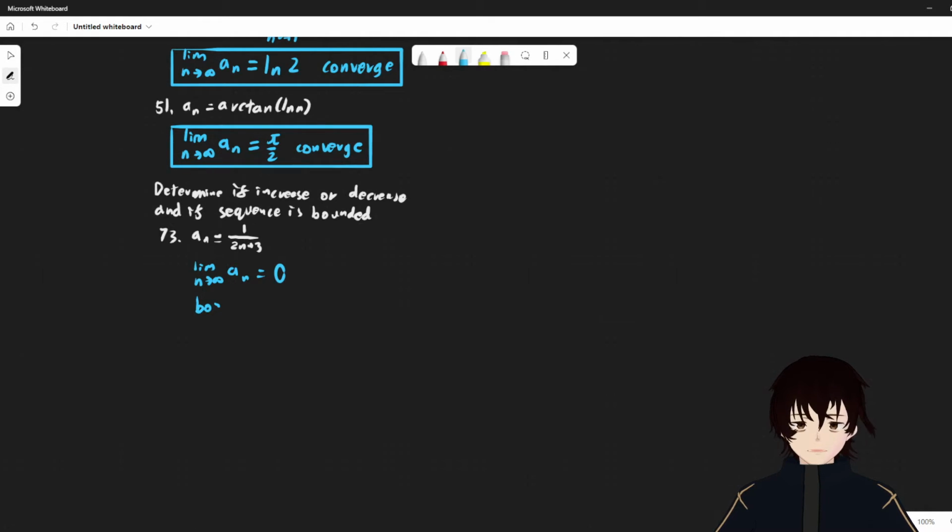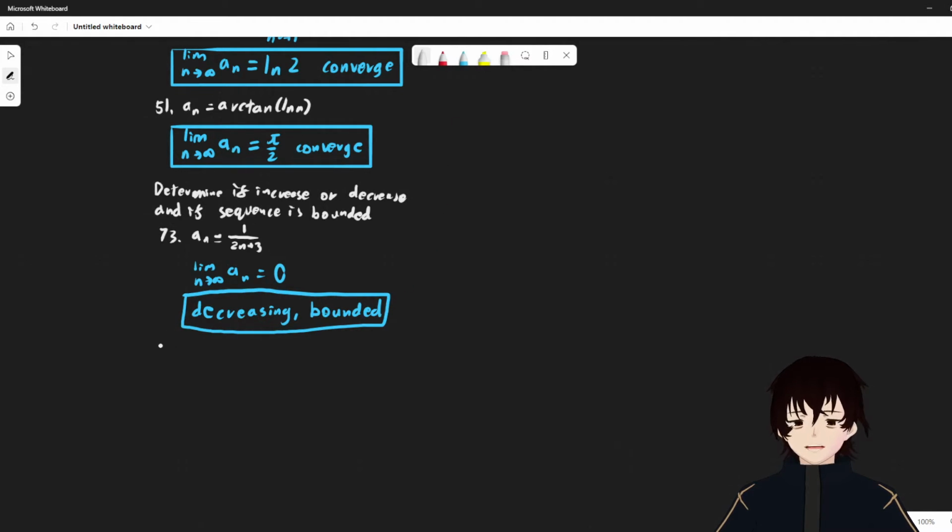And this is bounded. This is decreasing. Decreasing. Bounded. And I'm not going to bother differentiating it.